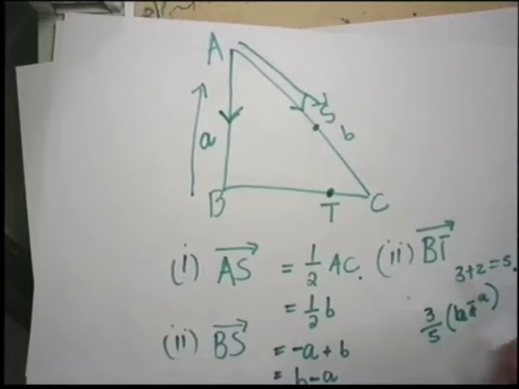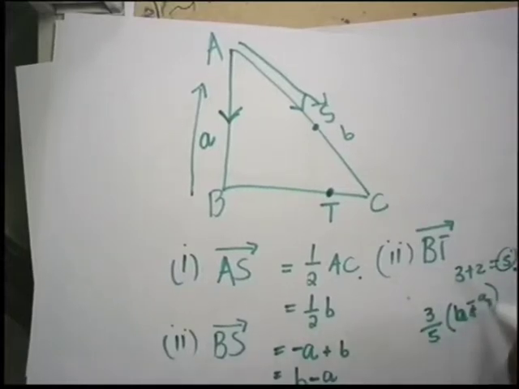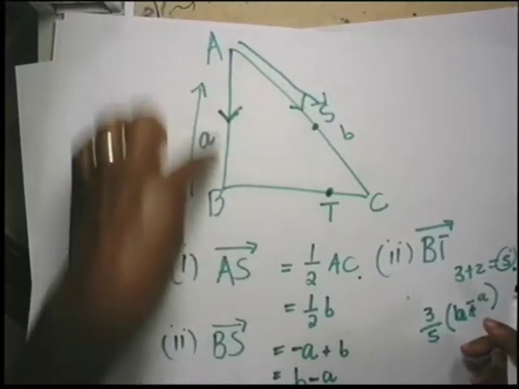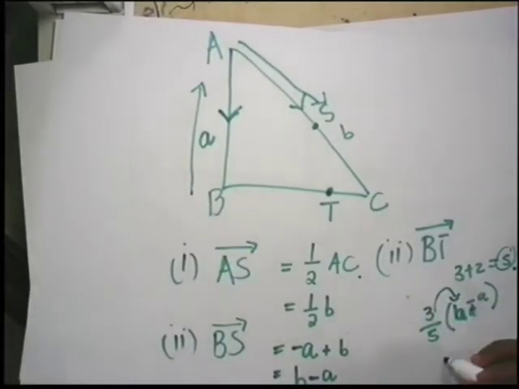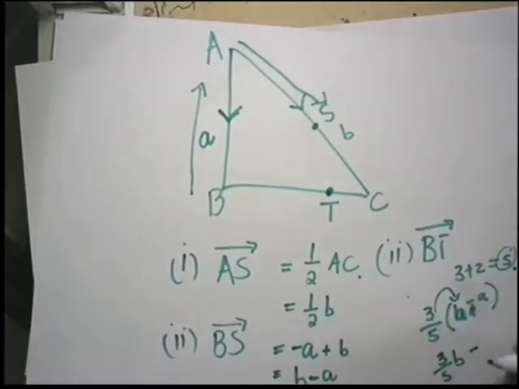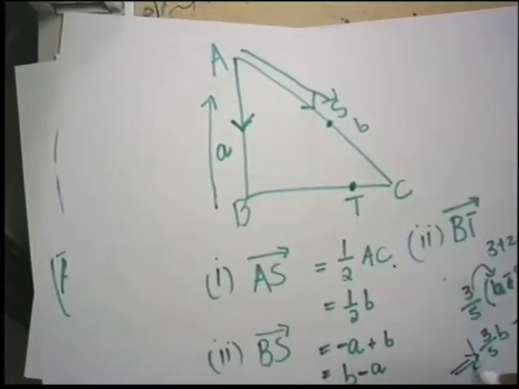3 over 5, if you add the ratios together, 3 and 2, it will give us the total ratio 5, and then 3 over 5 times b minus a. Then we work out the brackets. 3 over 5 times b will give us 3 over 5 b minus 3 over 5 times a will give us 3 over 5 a. In terms of a and b, that one is our answer for that one.